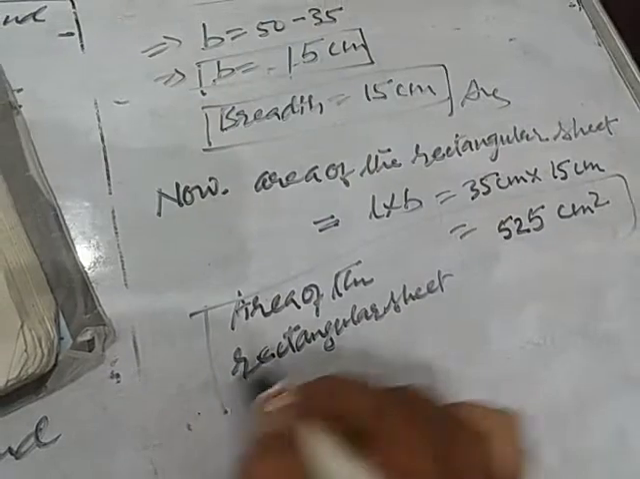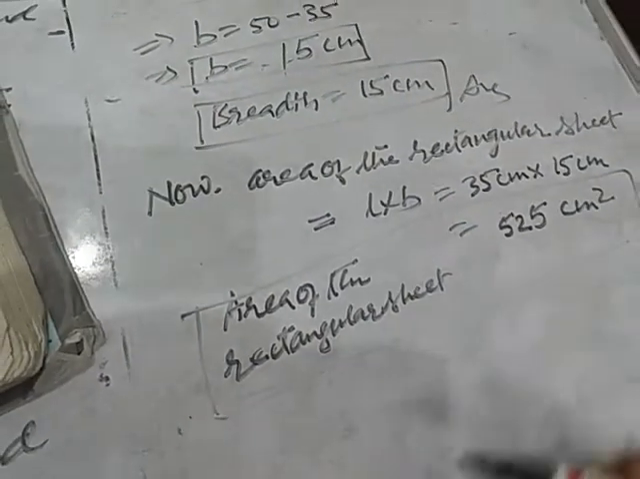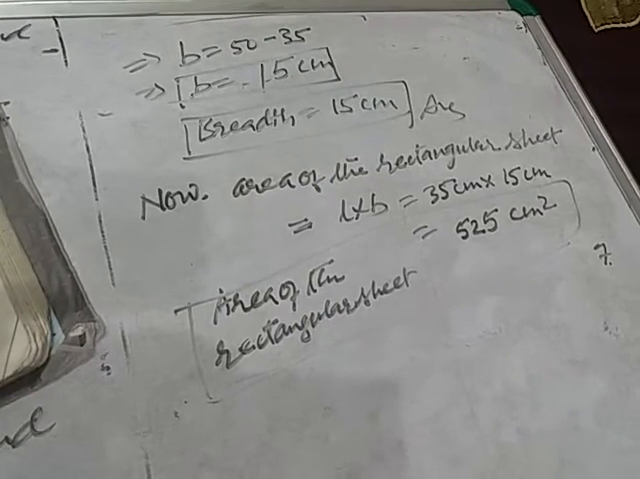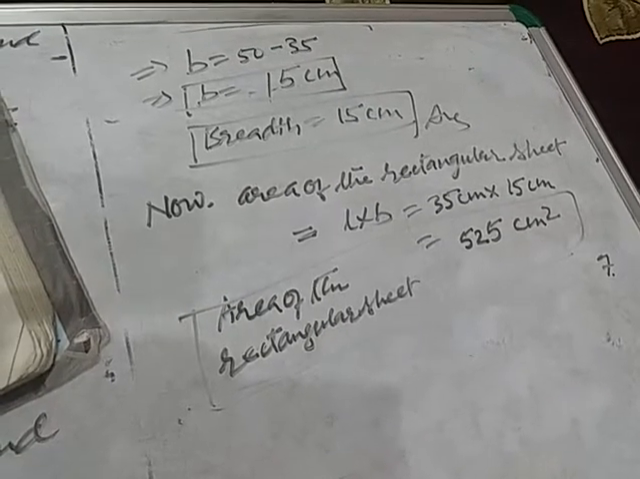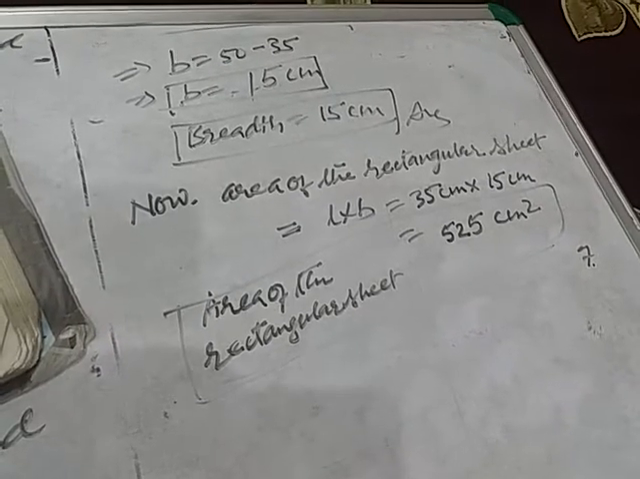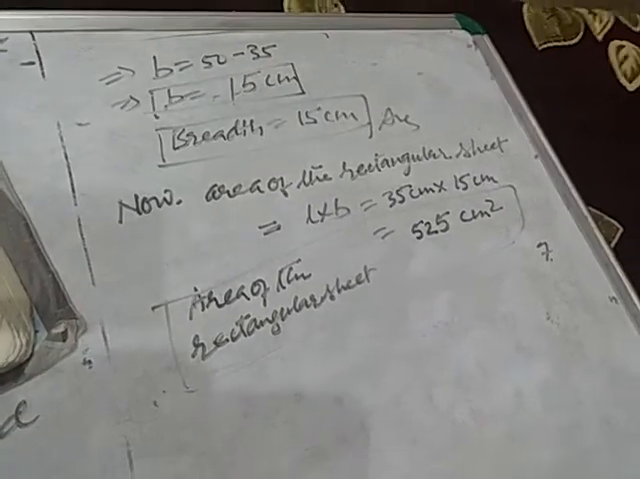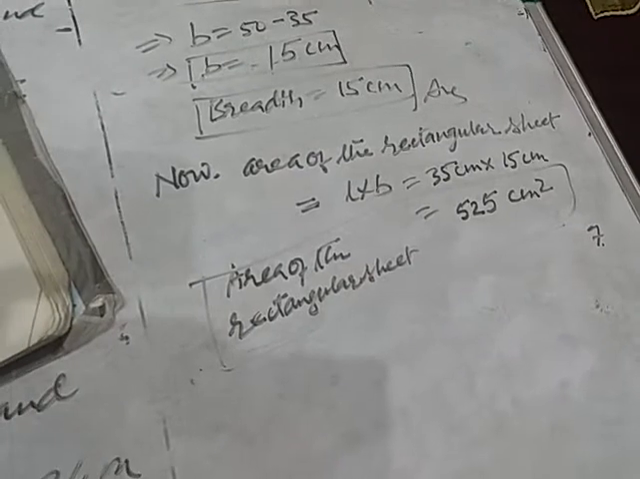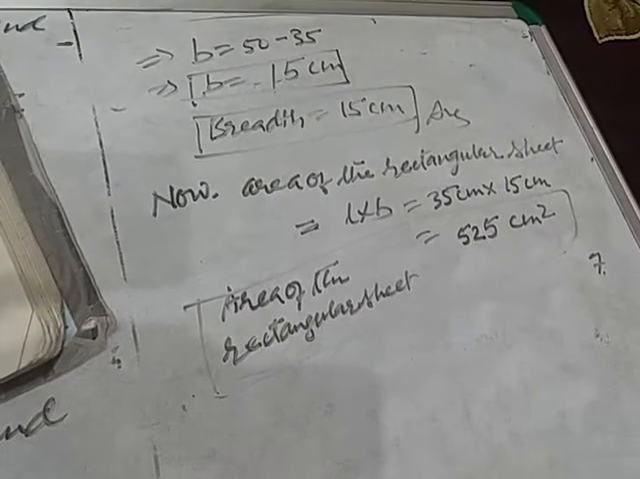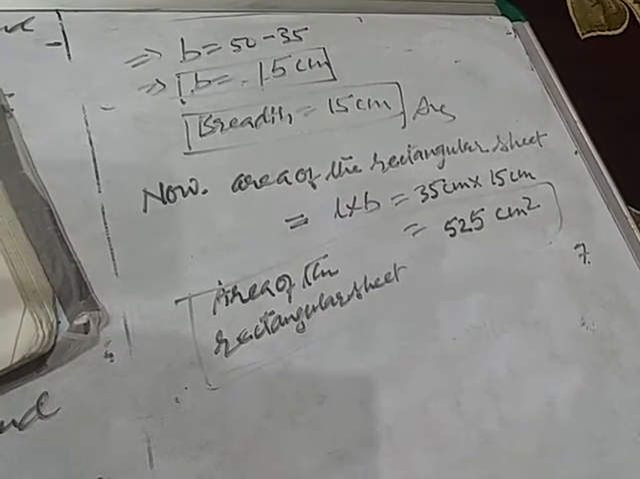Okay, children, let us check the multiplication once again. That is 35 into 15, 5 fives are 75, 7 is carry over, 3 fives are 15, 15 and 7 is 22, so area of rectangular sheet equal to 525 square centimeter. Clear, children?